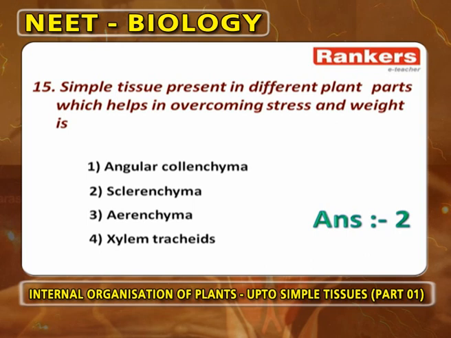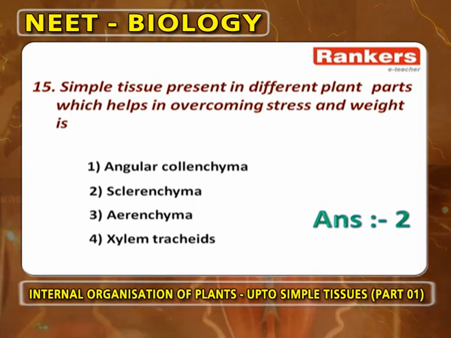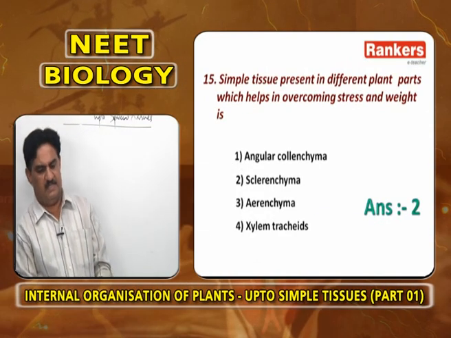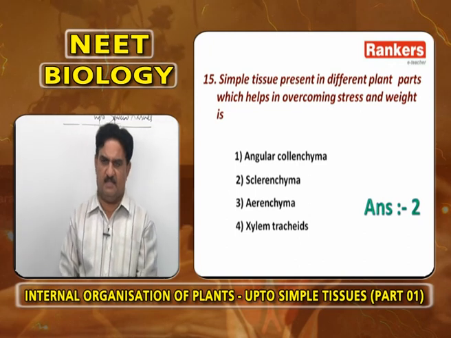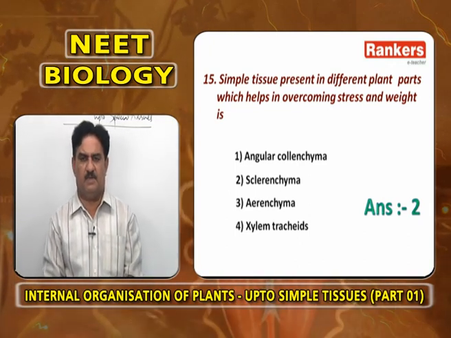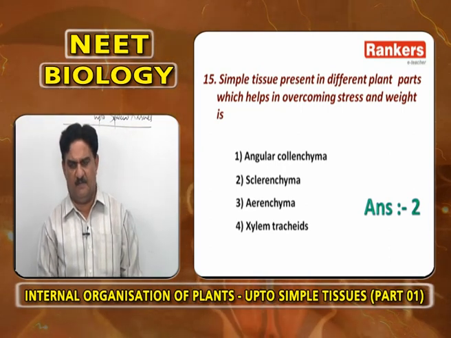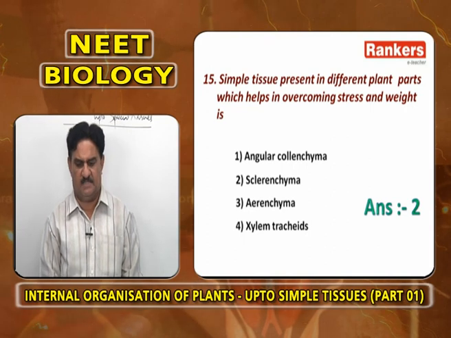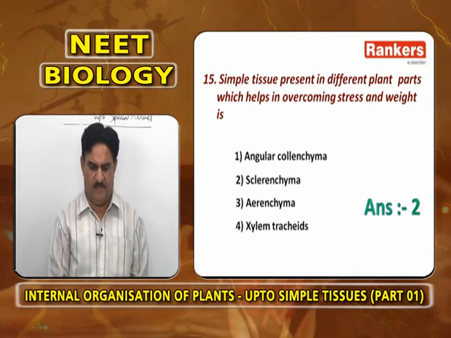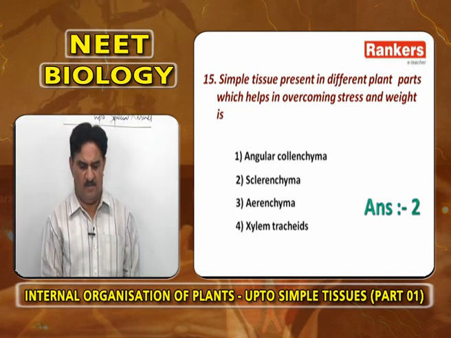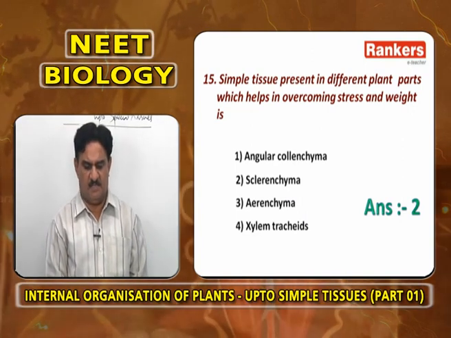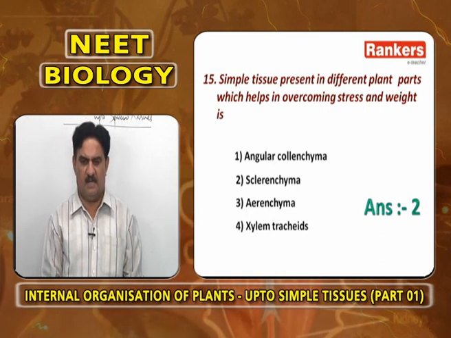Simple tissue present in different plant parts which helps in overcoming stress and strain. Simple tissue helping in conduction and storage and many other things is parenchyma. Simple tissue helping in mechanical support is collenchyma. Simple tissue present in different plant parts that helps in overcoming stress and strain and weight, whatever it may be, is sclerenchyma. It is not angular collenchyma, it is not aerenchyma, it is not sclereids or tracheids, but it is sclerenchyma.